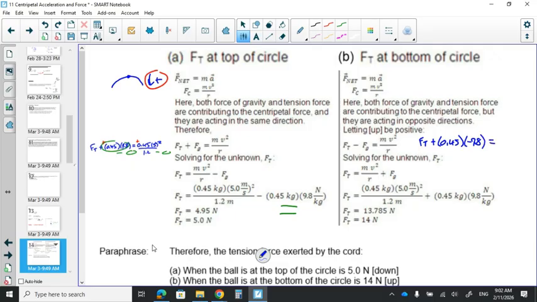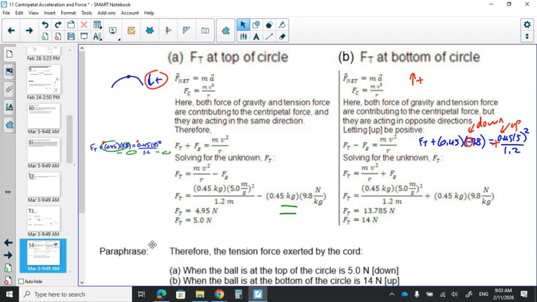And the centripetal force at the bottom of the circle is up. So we'd have our 0.45, we'd have our 5 squared, and we'd have our R of 1.2. Just to be really clear, we've got a minus there and we've got a plus here. This one is down, and at the bottom of the circle we're going to say up that direction. So the centripetal force is up at the bottom of the circle because it has to point towards the middle, which is above it. So that math will work out the same, and you'll get a tension force of 14 newtons up.